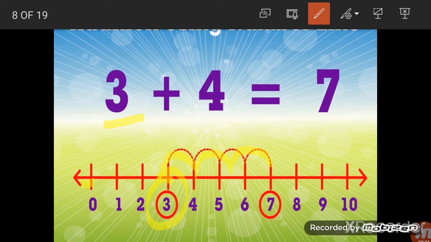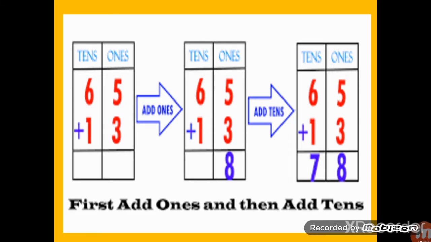So these were the methods that we did while doing single digit addition. But today, as we are going to do double digit addition, we are going to learn a method that is a little different from the previous ones that we just discussed. Because as we are going to add two digit numbers, we have to take care of the place value. We have to be careful about the place value.